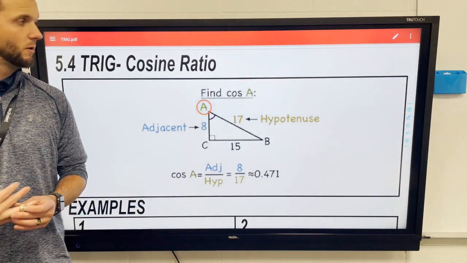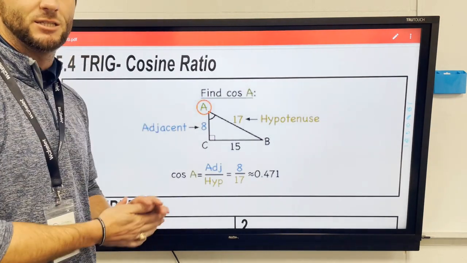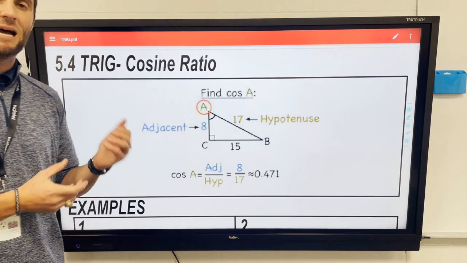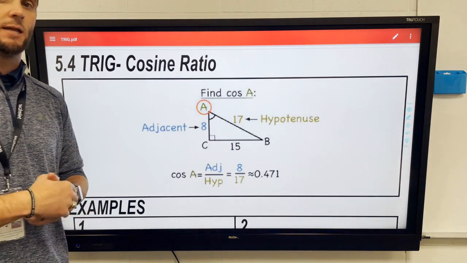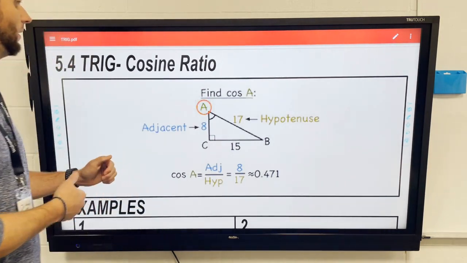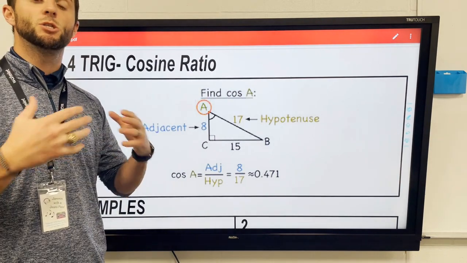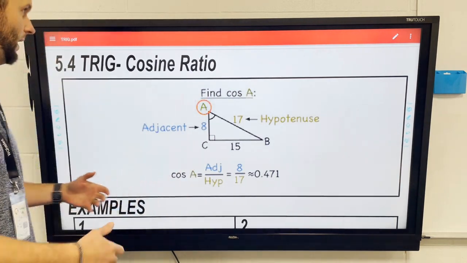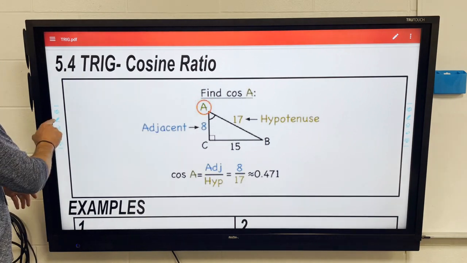Today, we are doing pretty much what we did in the last video. We were dealing with the sine ratio in trig, and so today we're doing pretty much the same math, but we're just using a different ratio. So today we're dealing with cosine.